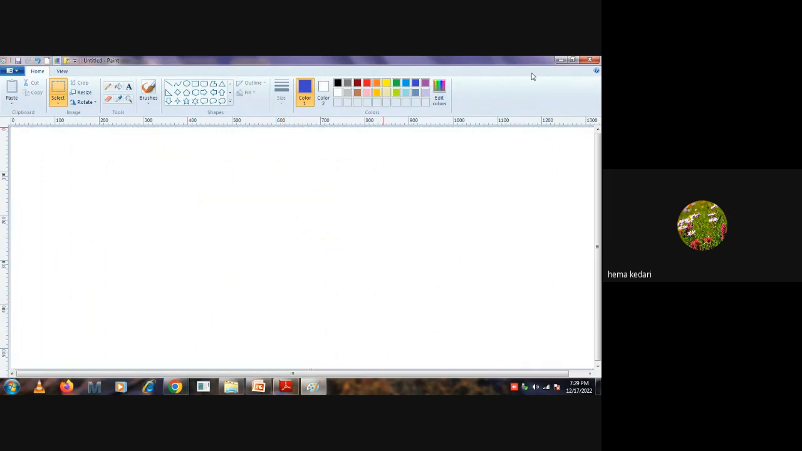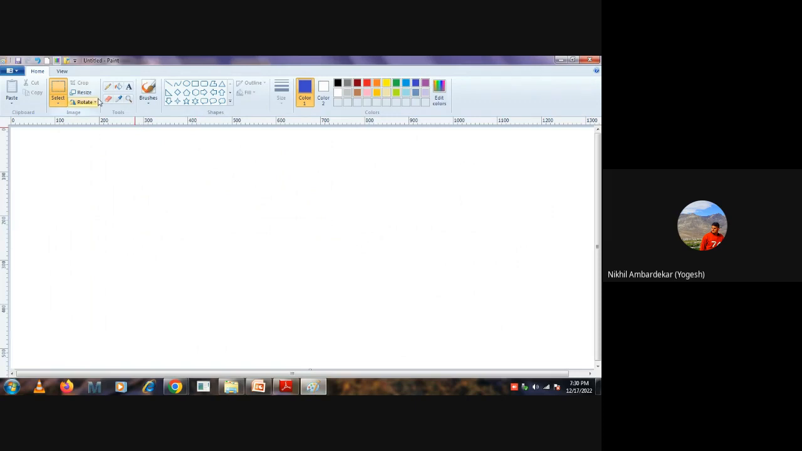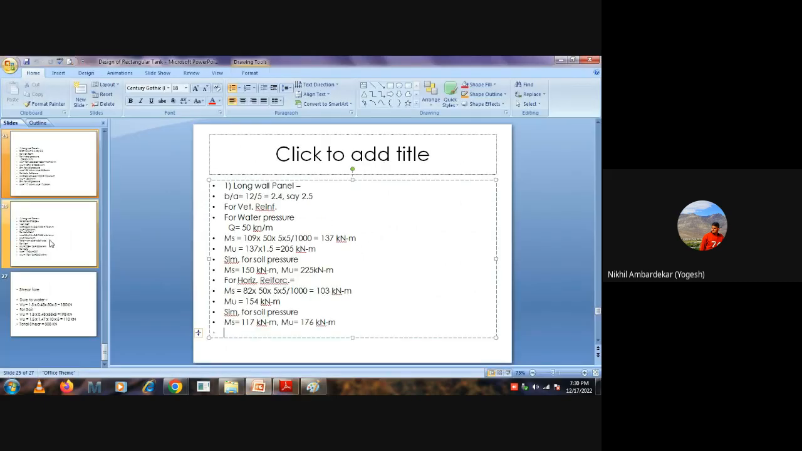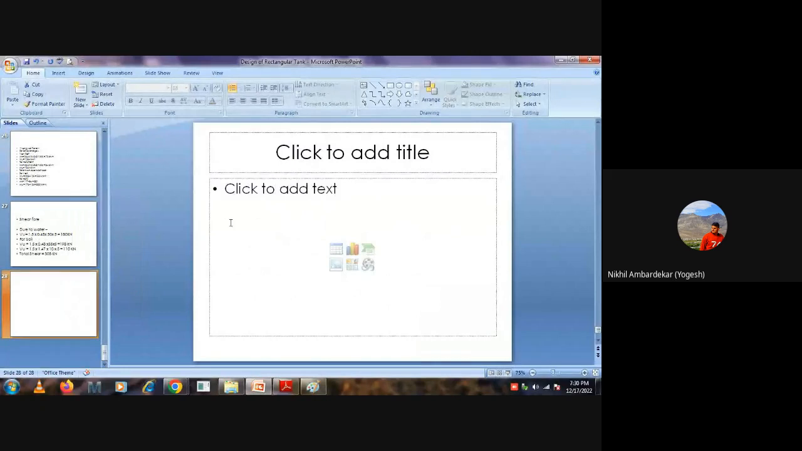M112.75. No, so for soil, for MX, I think 109 into 55 into 25 divided by 1000, 149. So let's say 150. That is due to the soil pressure. So I will try to write down somewhere here, or maybe I can add one more page here. New slide. That's fine.